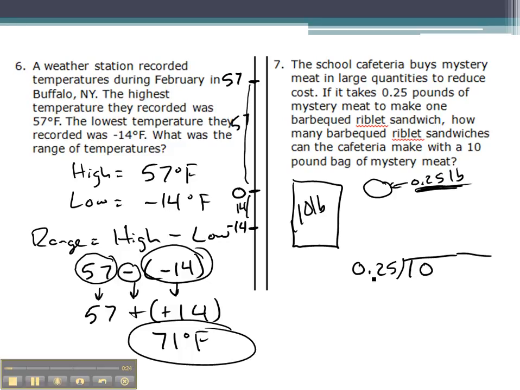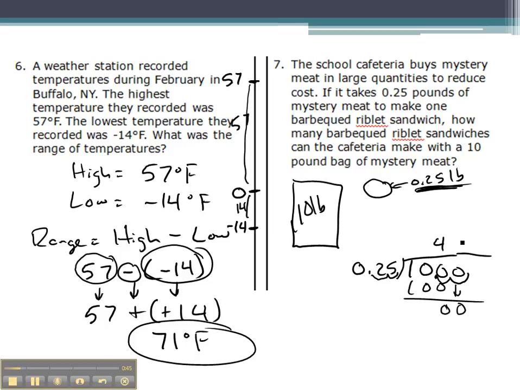But we can't divide by a decimal, we need to be dividing by a whole number. So I'm going to move my decimal 2 places here to make that 25. And I can do that as long as I move this decimal 2 places and make that 1,000. Now 25 doesn't go into 1 or 10, but it goes into 100 4 times. 4 times 25 is 100.